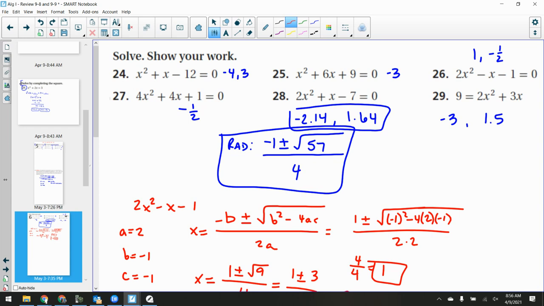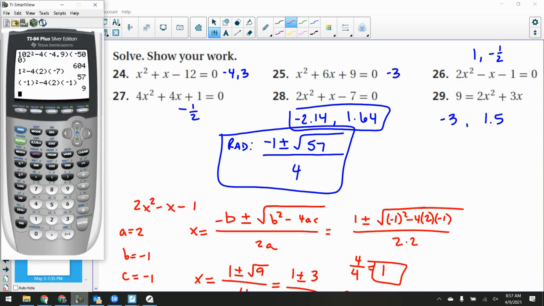Okay, so A is 1, B is 1, C is negative 12. X equals the opposite of B plus or minus the square root of B squared minus 4AC all over 2A. So X equals negative 1 plus or minus the square root of 1 squared minus 4 times 1 times negative 12, all divided by 2 times 1, or just 2. So let's go in the house. 1 squared minus 4 times 1 times negative 12 gets me the square root of 49, which is 7. So I take negative 1 plus 7, which is 6, which is 3. And then negative 1 minus 7, which is negative 8, which is negative 4.